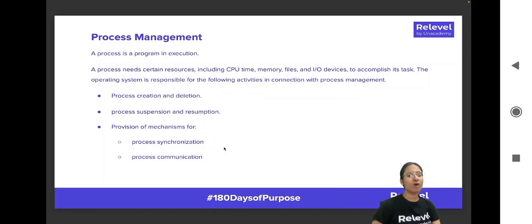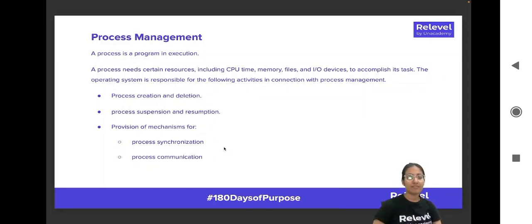Now, the operating system is basically responsible for the following activities in connection with process management. Firstly, it's responsible for process creation and deletion. Secondly, it's responsible for process suspension and the resumption of the process again, right? So it will take care of the creation of a process, and after that, it will take care of the deletion of the process as well. After that, it is responsible for process suspension. That means if you want to terminate or suspend a process in between, and then we want to resume that process.